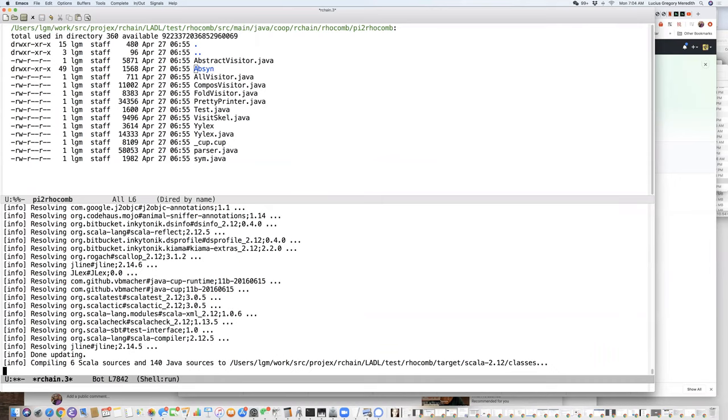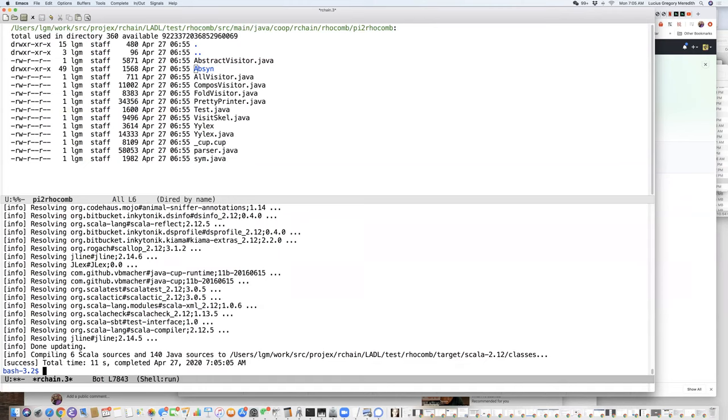Is it possible to use JFlex directly inside the project with SBT and not as the global dependency? It's possible, I think, yeah. Okay. I think so.